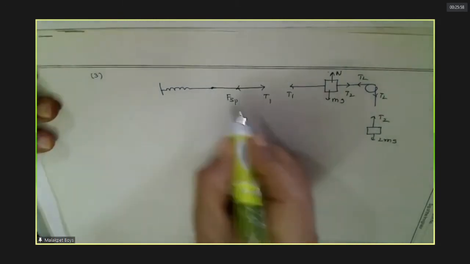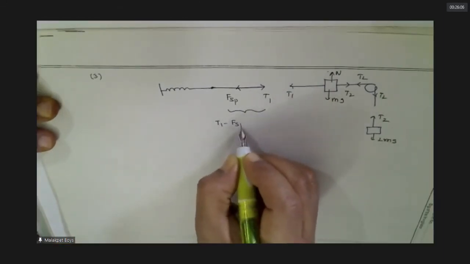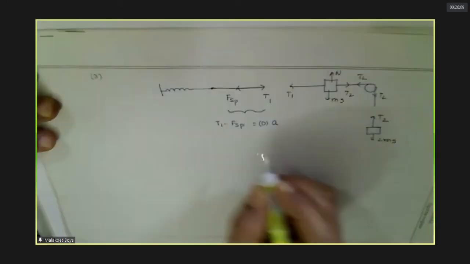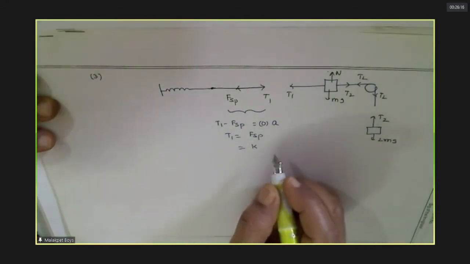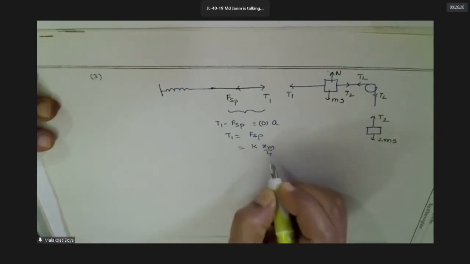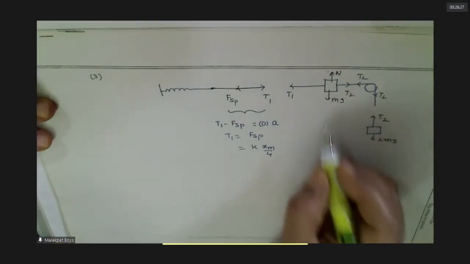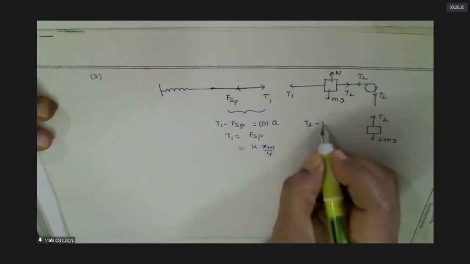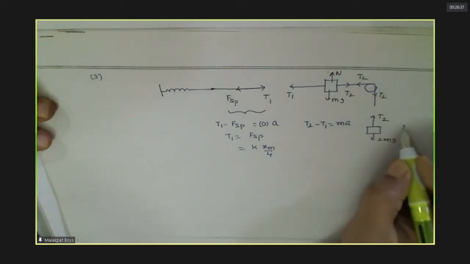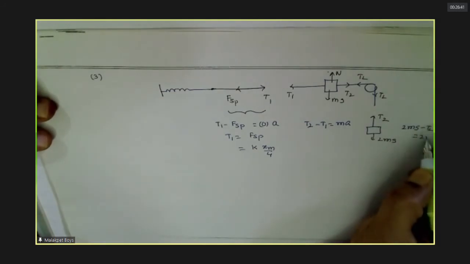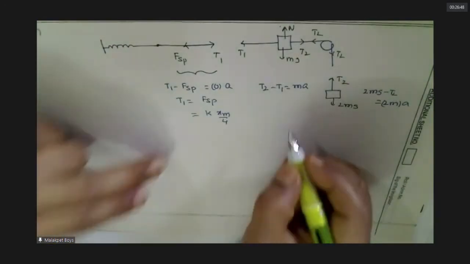Now you can see for this part, as the rope is massless, no? Rope is massless. So T1 equals kx. What is the extension he gave? K into, he gave, mg by k. Now you can see for this block, by string constraint, they have the same acceleration. For this block, do you agree with this? These are the equations we get.